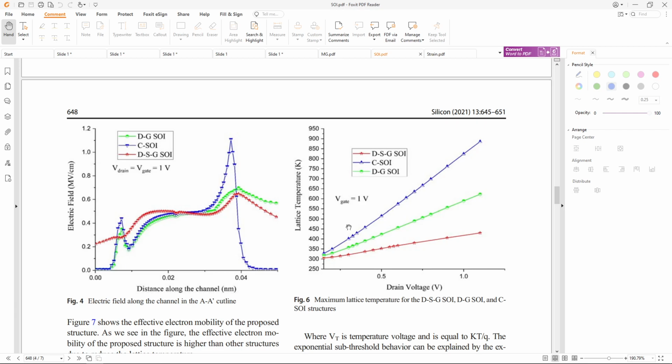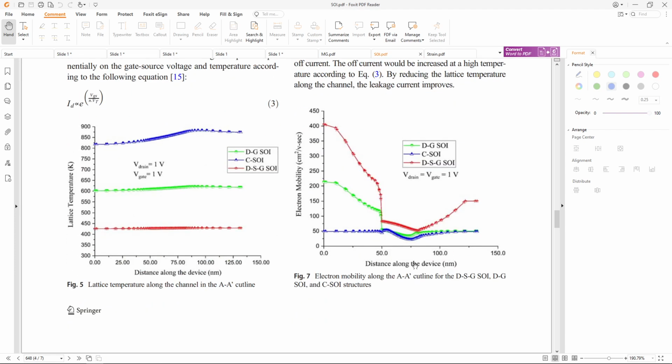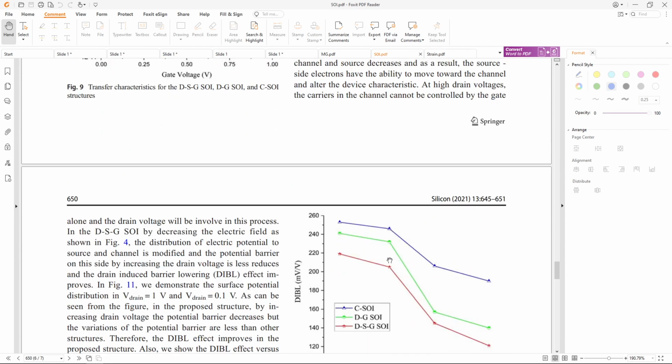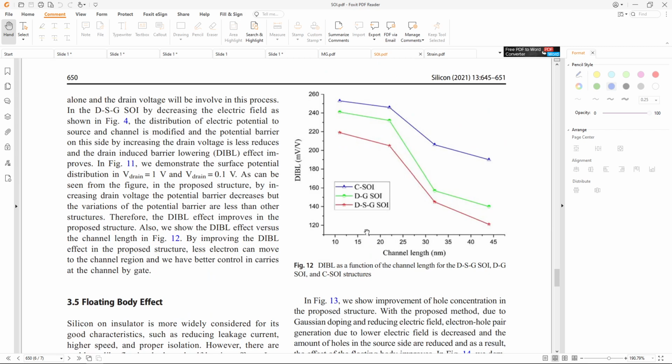So how the stress, temperature versus the drain voltage varies, and all of these are analyzed. And of course, they have some conclusions based on that. So DIBL is also analyzed. So this is the structure they are proposing. Seems like it has the lowest DIBL.